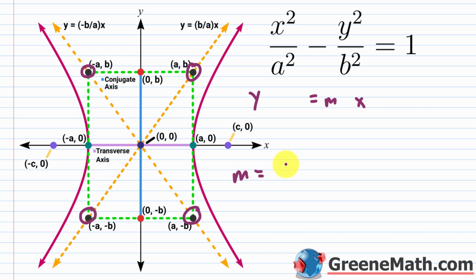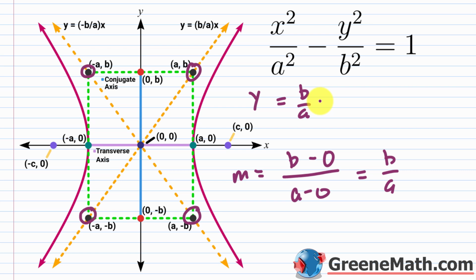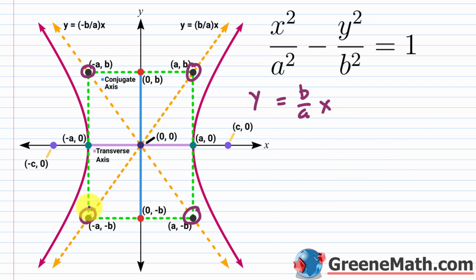So m is equal to y sub 2 minus y sub 1 over x sub 2 minus x sub 1. Y sub 2 is b, and then y sub 1 would be 0. And then you could say x sub 2 is a, and x sub 1 is 0. So this is a minus 0. And this turns into b over a. So that is your slope. So this becomes y equals b over a times x. And that's basically it in terms of deriving that.